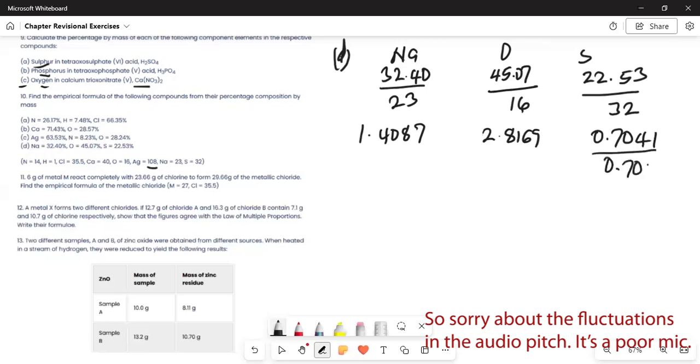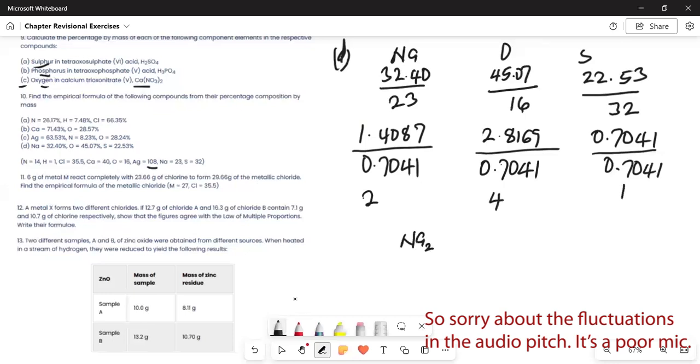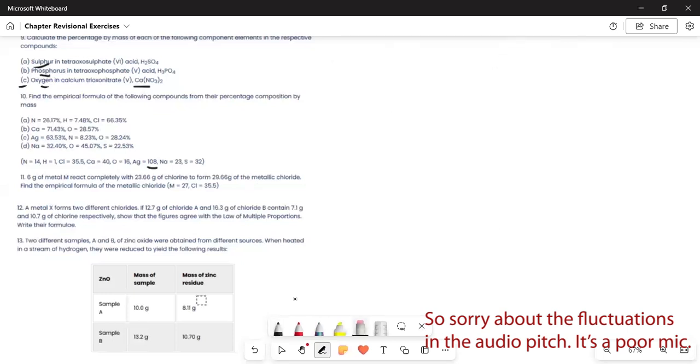So the smallest number is 0.7041. Divide it here also. 1.4087 divided by 0.7041 is 2, and 2.8169 divided by 0.7041 is 4 approximately, and this is 1. Therefore, the empirical formula of this compound is Na2, then O4, then S. Of course, we will rearrange these to Na2SO4. That is sodium tetraoxosulfate 6. Okay, that is question 10.